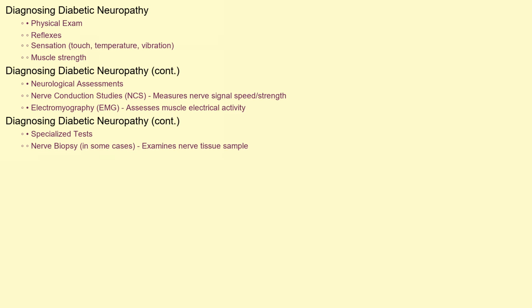Diagnosing diabetic neuropathy involves a combination of physical exams, neurological assessments, and specialized tests. Your doctor will likely check your reflexes, sensation to touch, temperature and vibration, and muscle strength. Nerve conduction studies can measure the speed and strength of electrical signals traveling through your nerves. Electromyography, or EMG, can assess the electrical activity of your muscles and can help identify nerve damage. In some cases, a nerve biopsy may be performed to examine a sample of nerve tissue under a microscope.